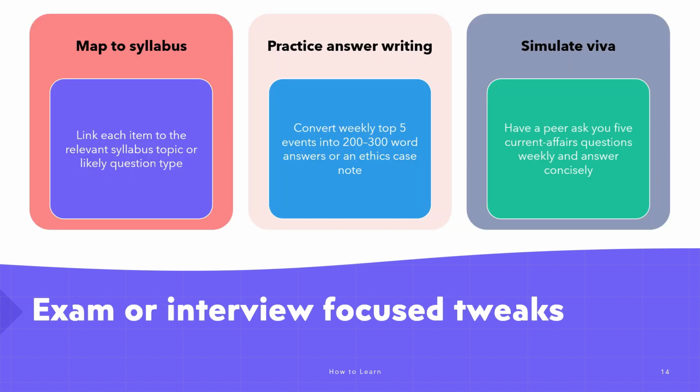Exam or interview focused tweaks. Map to syllabus. Link each item to the relevant syllabus topic or likely question type. Practice answer writing. Convert weekly top 5 events into 200 to 300 word answers or an ethics case note. Simulate viva. Have a peer ask you 5 current affairs questions weekly and answer concisely.